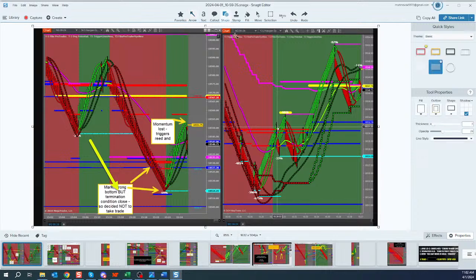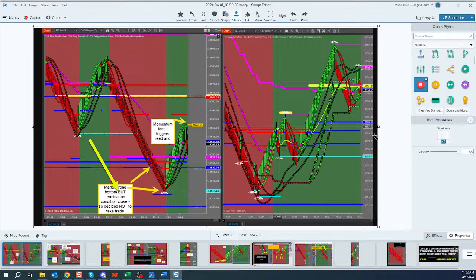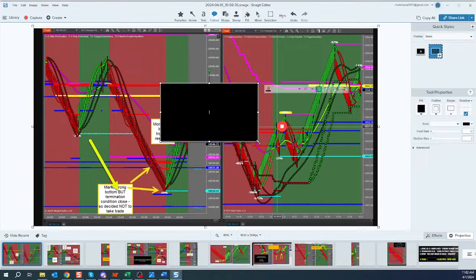But here's the deal, and I think everybody will agree to this. If I say to myself, I'm not taking this trade because, right? I'm not taking this trade. Yeah, absolutely. I'm not taking this trade because of termination conditions.